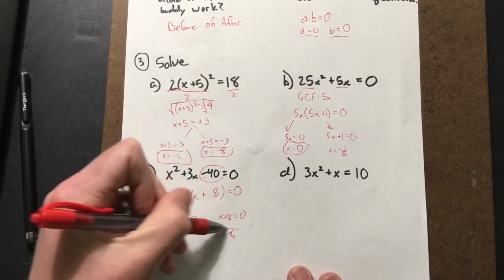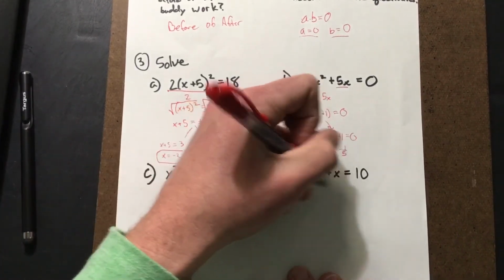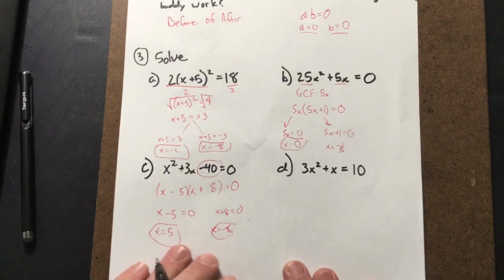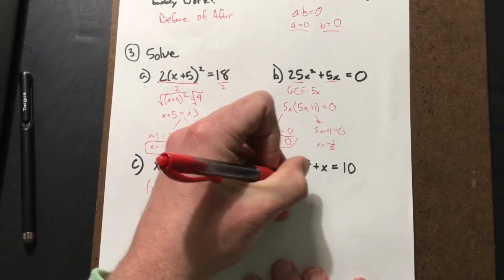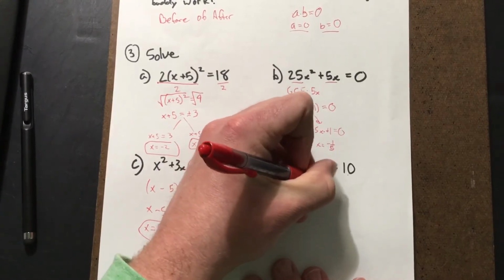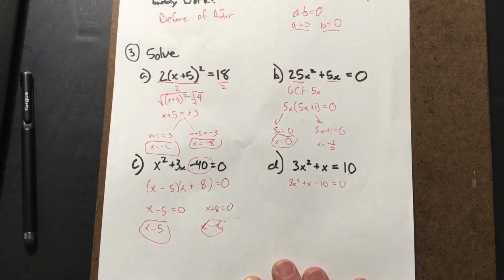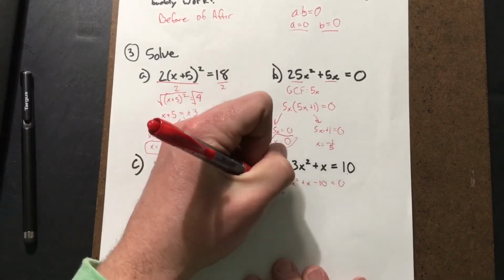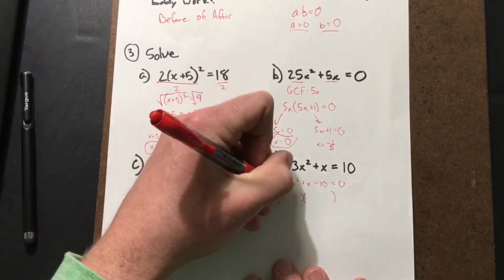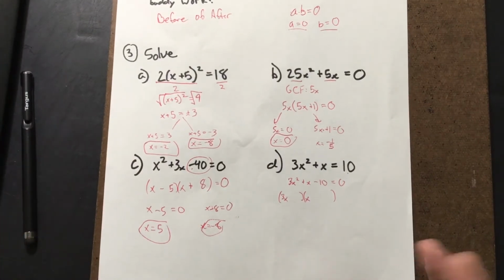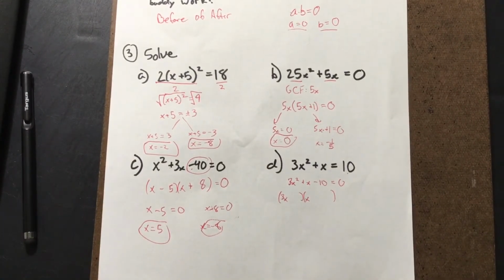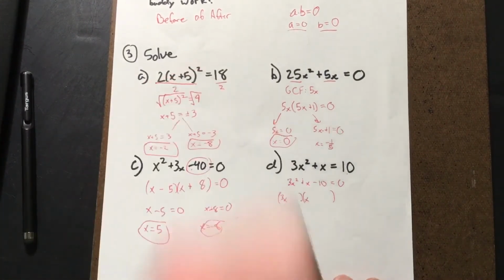Finally, we got D here. With D, we have to make sure it's set equal to 0. That's why I have this right here: 3x squared plus x minus 10 equals 0. All right, now factor it. This one's going to be a little trickier, but I kept it nice because we only have our 3x and x. Now we have to think of factors of 10 that can get us positive 1.